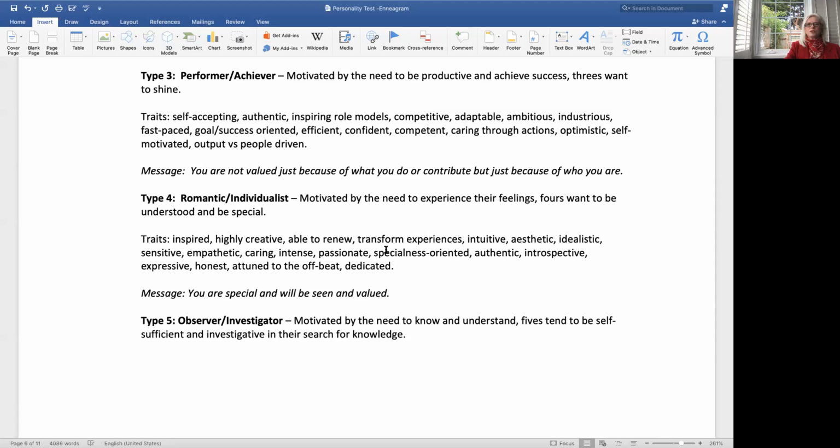So in terms of traits, 3s are generally very self-accepting. They do like the fact that they are high achievers generally. They can be very authentic at their healthiest level. That authenticity can lead to inspiration and being top leadership role models. They are very competitive because of that success orientation. At the same time, they can be very adaptable and industrious. They are typically fast-paced, so it may be tough to keep up with the pace of the 3. They can be very efficient and confident, and they have a high competency level. Their concern for the team and for you shows through their actions.